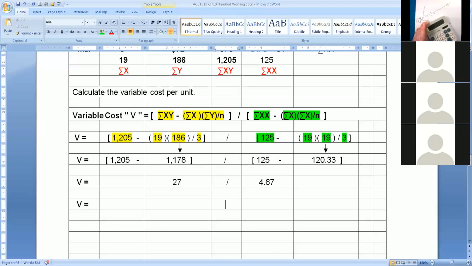Wait, Professor, did you divide the 27 by 3? No, I subtracted it. These two are subtracting. It'd be 19 times 186 equals 1178. Yeah, okay, and then divide by 3. Okay, yeah, I got it.